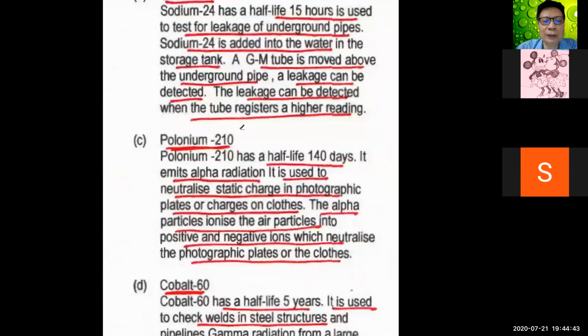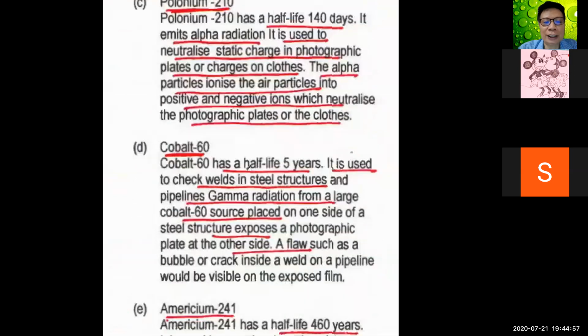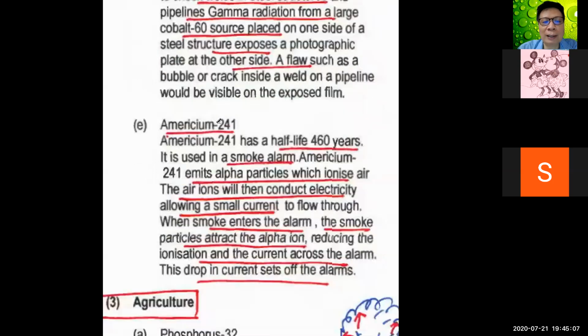Polonium 210, this one uses alpha. Okay, this one is to neutralize the charge inside the nucleus. Okay, cobalt 60, once again used in industry. This one is to check the welding, to see whether it has a crack or not. Okay, the welding. And americium 241 for smoke alarm or fire alarm.